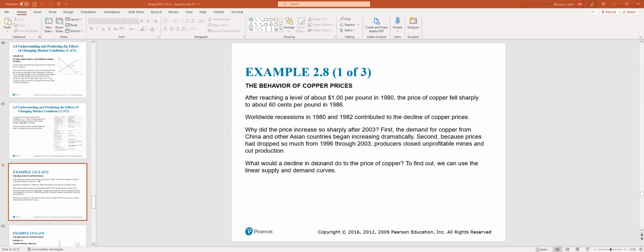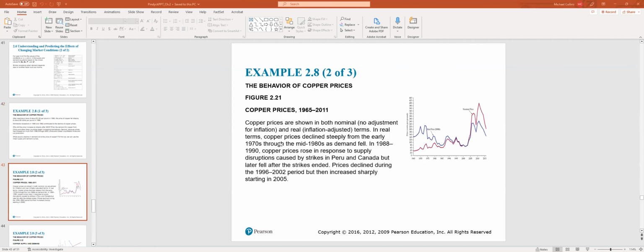What would a decline in demand do to the price of copper? To find out, we can use the linear supply and demand curves. Copper prices are shown in both nominal and real terms. In real terms, copper prices declined steeply from the early 70s through the mid 80s as demand fell. In 1988 and 1990, copper prices rose in response to supply disruptions caused by strikes in Peru and Canada, but later fell when the strikes ended. Prices declined during the 1996 to 2002 period, but then increased sharply in 2005.